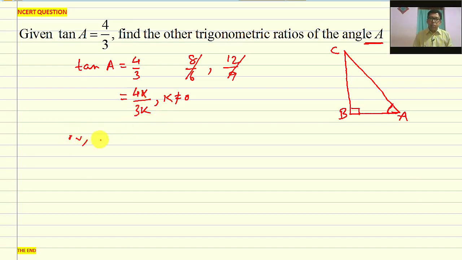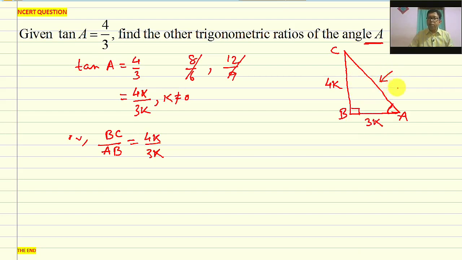Now, what is tan A? Tan A is equal to BC upon AB, and BC upon AB is equal to 4k upon 3k. So write it here, 4k and 3k. Now, since BC and AB are taken as 4k and 3k, you can immediately find out the hypotenuse.